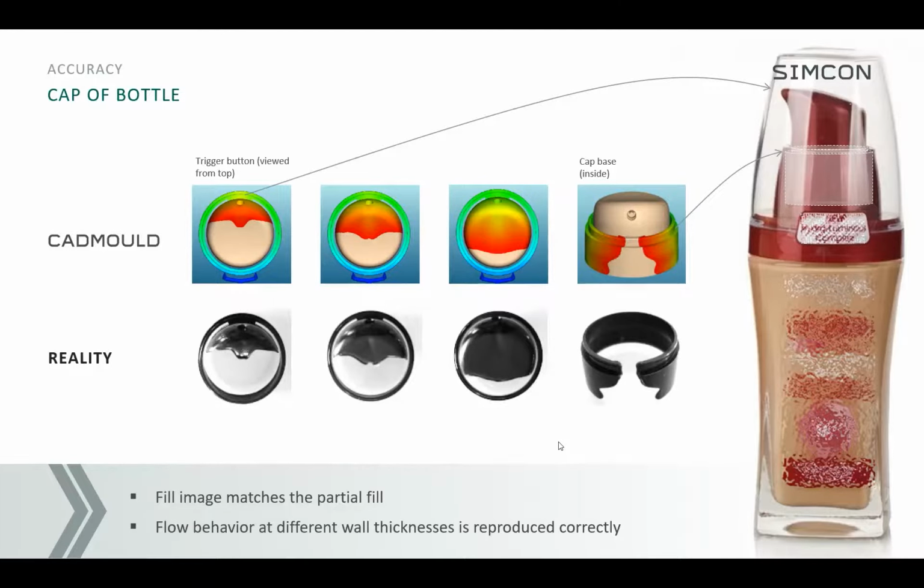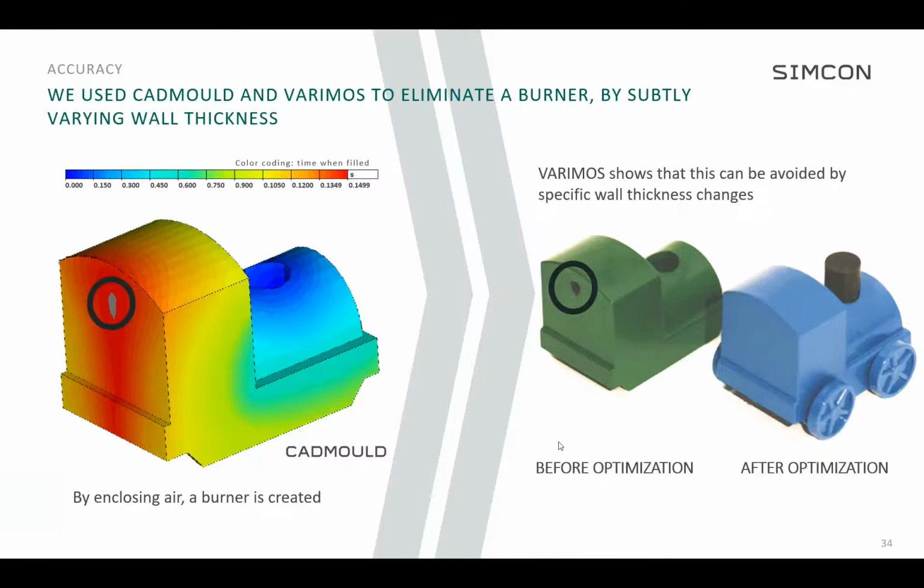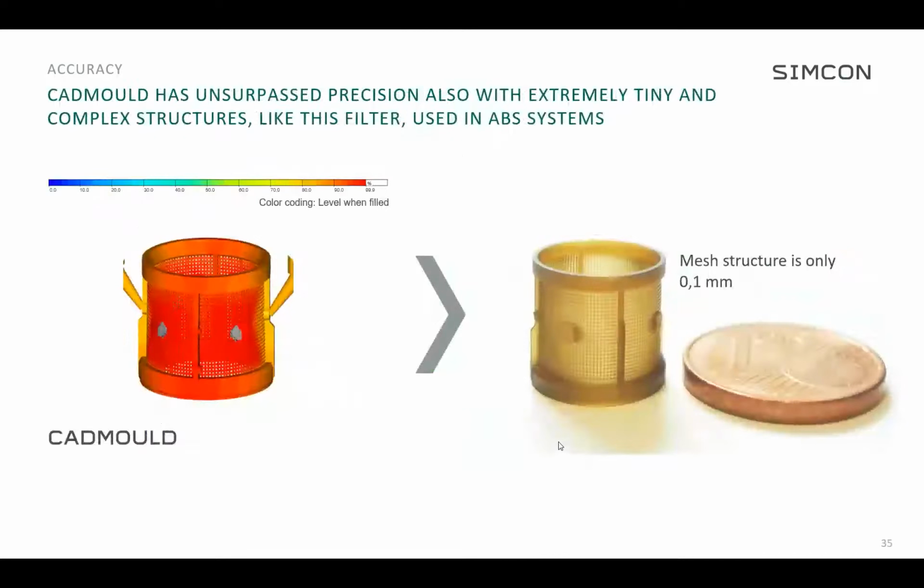Another example where Varimos was used to eliminate a burner by subtly changing the wall thickness. We can see that the simulation showed exactly where we were going to have a small indent in the part here, a dwell. So we wanted to optimize the wall thickness to allow for this not to occur. So the wall thickness at the back there was optimized so that the flow was consistent and also filled completely.